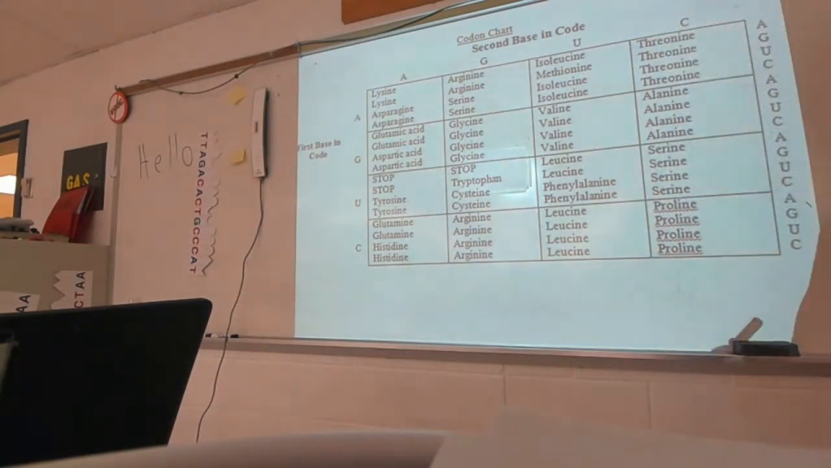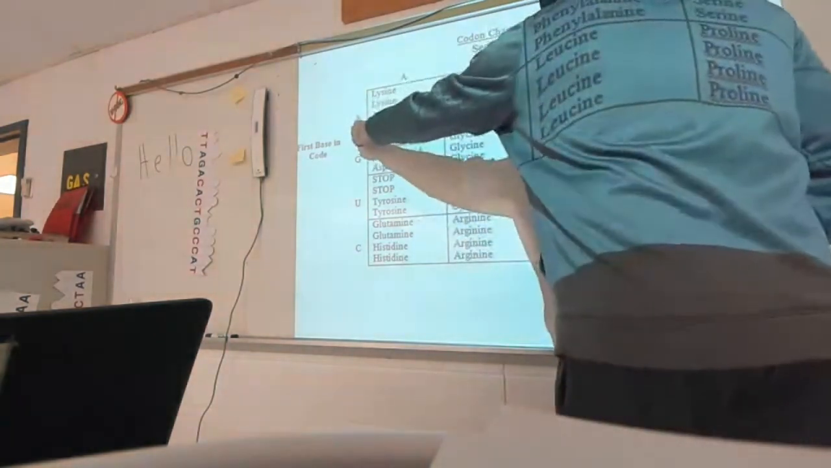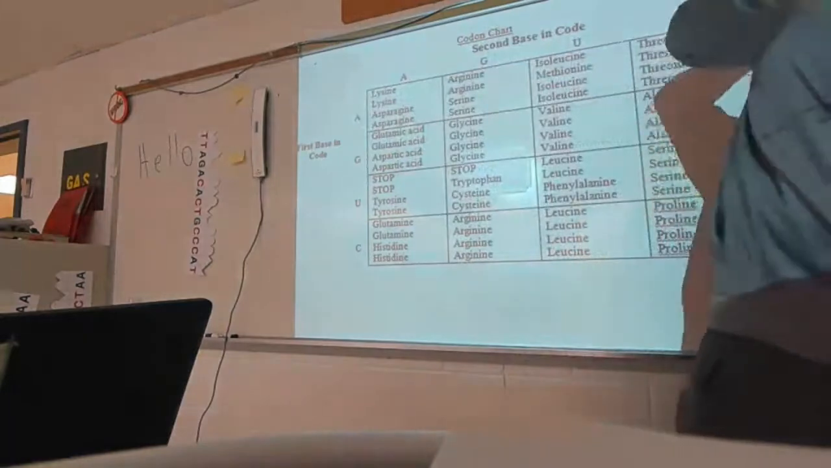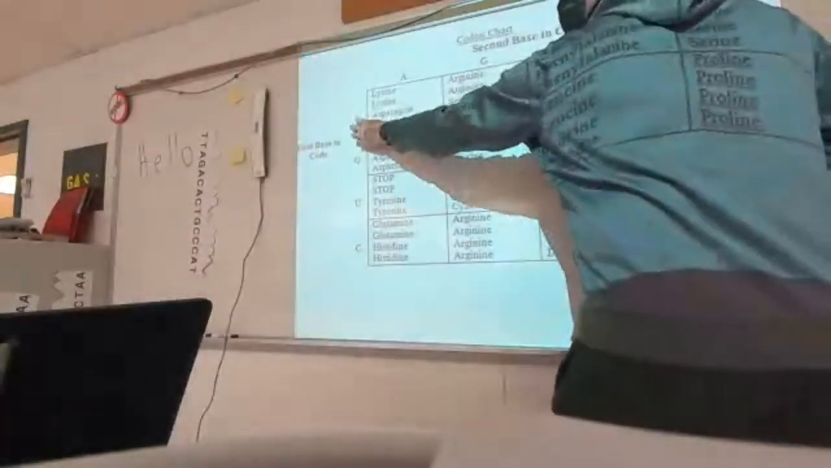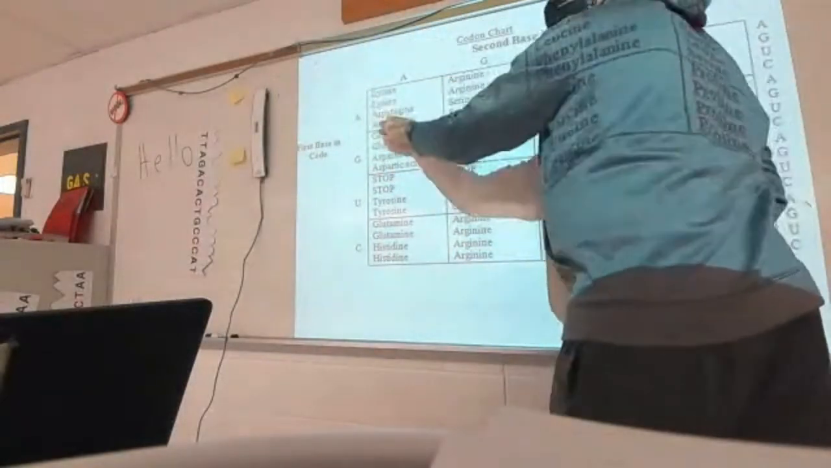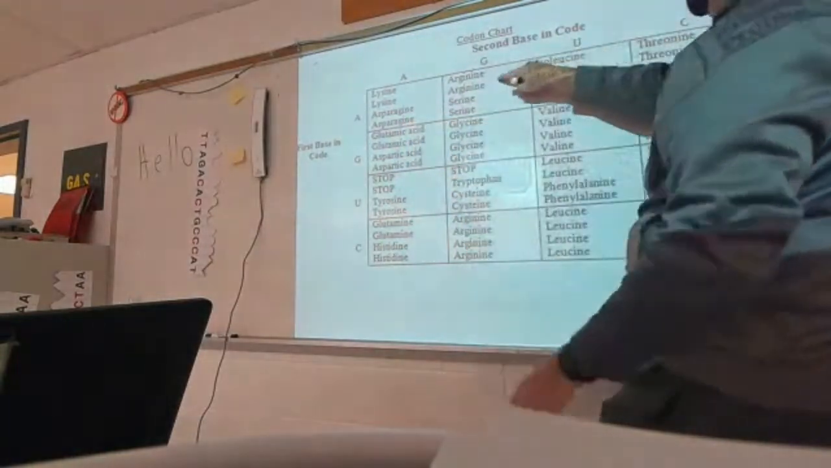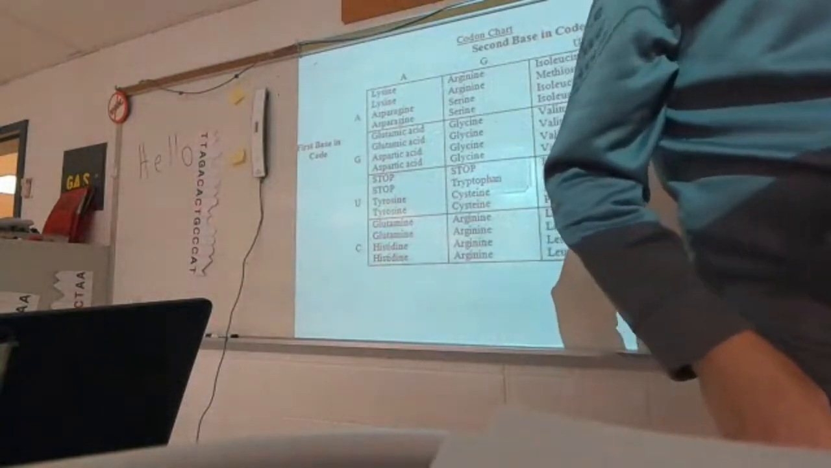So it's AAA. For this chart, we start on the first base, A. I know it's in this row because the first letter tells me so. The second letter, A, I know it's in this box. Then I come over to the third letter and come all the way across to that box, and it's lysine. It's that simple.